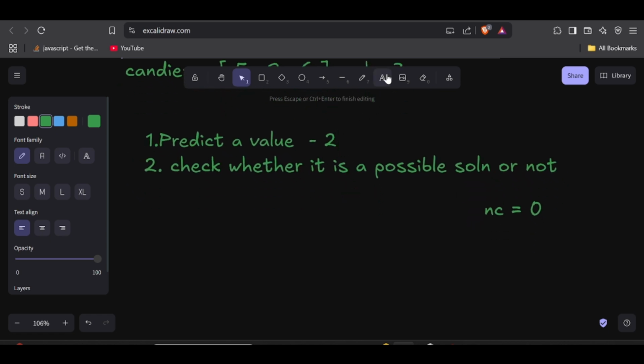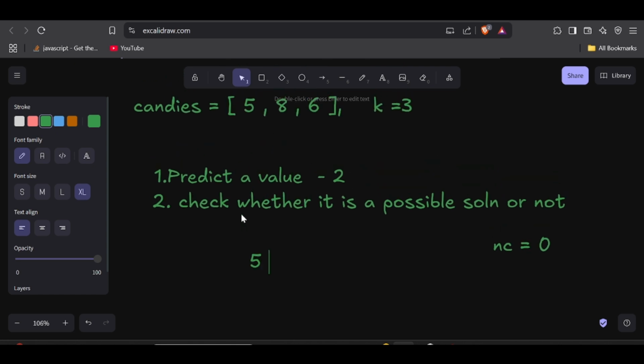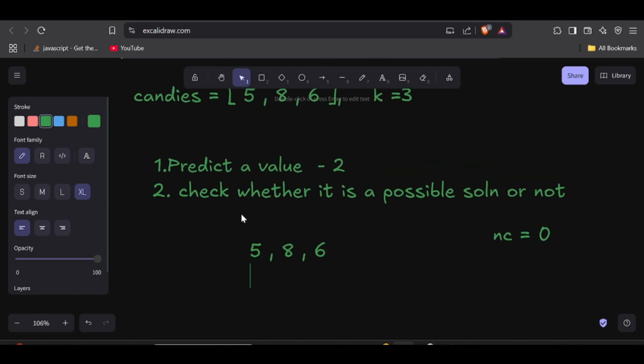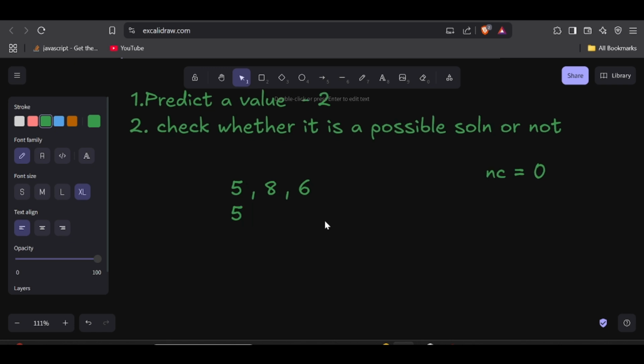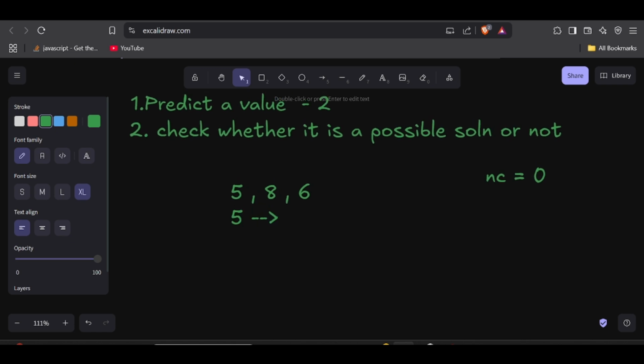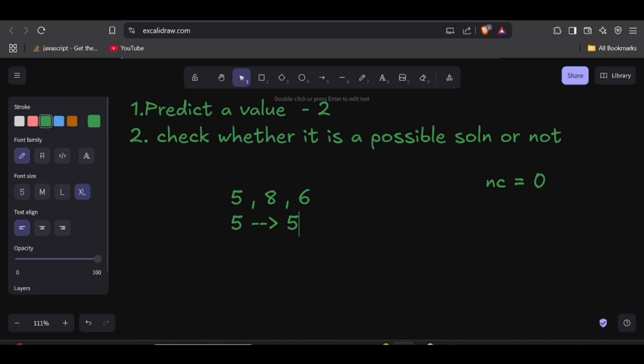Okay. Now again, it was 5, 8, and 6. First of all, I will be taking 5. Is 5 greater than or equal to 2? Yes, it is. So what I will do, I will decrement 2 from 5, remaining is 3, and increment this by 1. Now is 3 greater than or equal to 2? Yes, it is. So I will decrement 2 from it, and now it is 1, and again increment the value of NC. Now is 1 greater than or equal to 2? No, it is not. So I will move to the next index, that is 8.